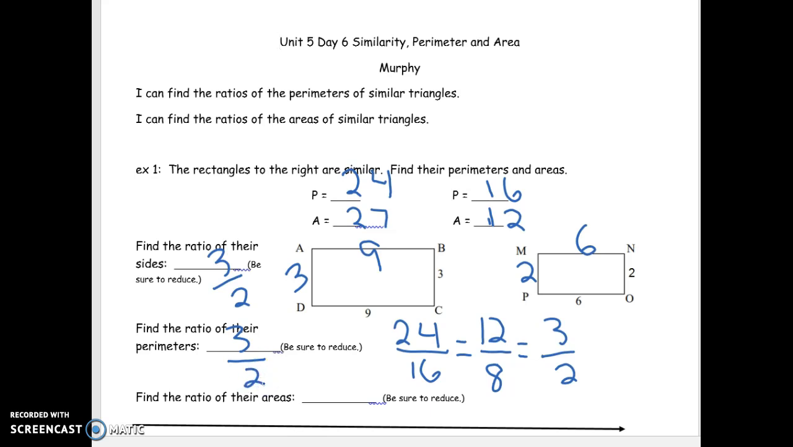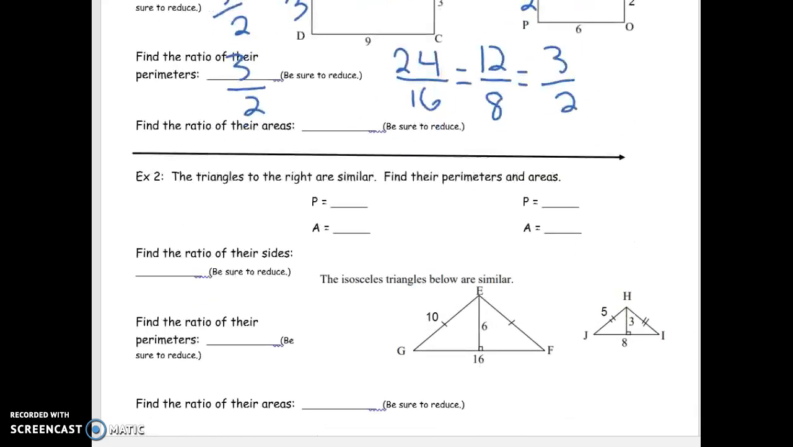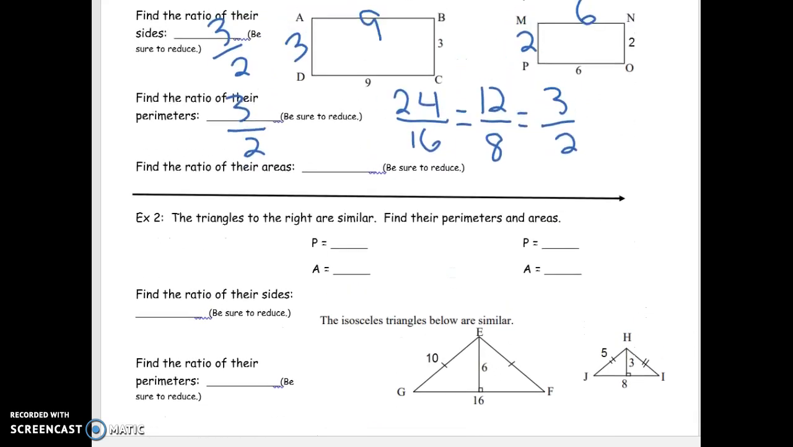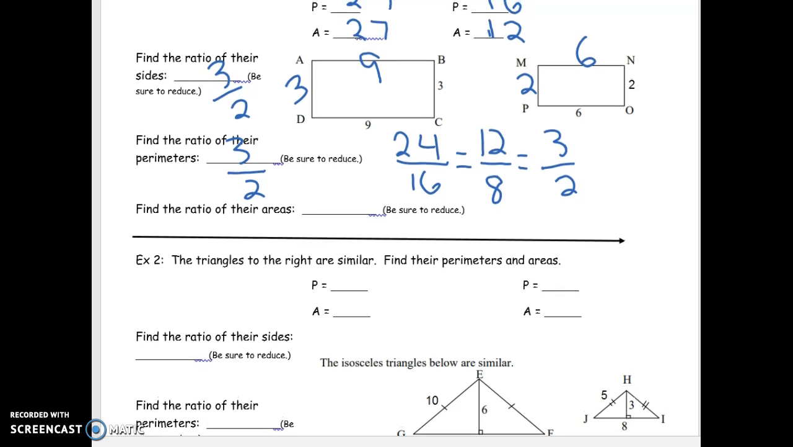Next, they want us to look at the ratio of their areas. So let's go back and look at their areas. I've got 27 over 12. Again, I'm going to come write it down over here. 3 goes into both of those, and I end up with 9 over 4.